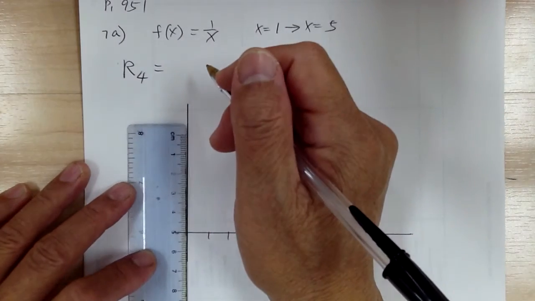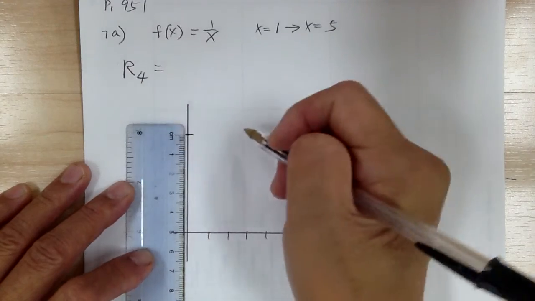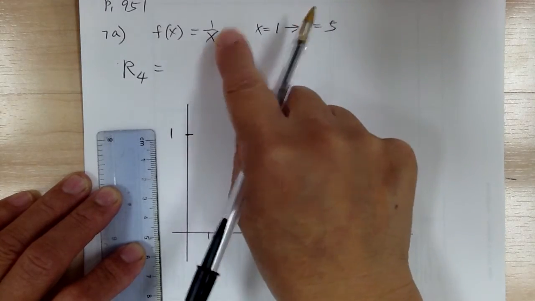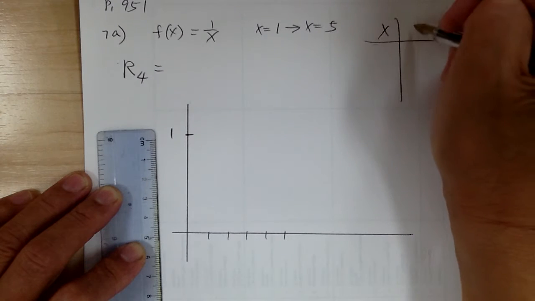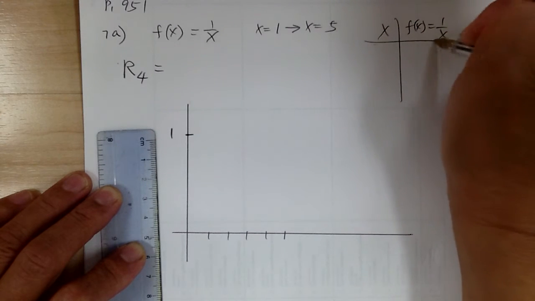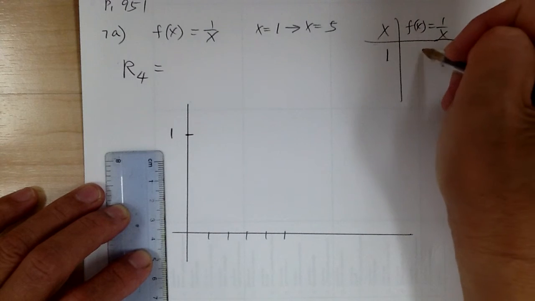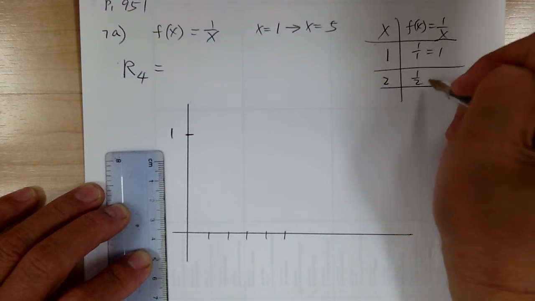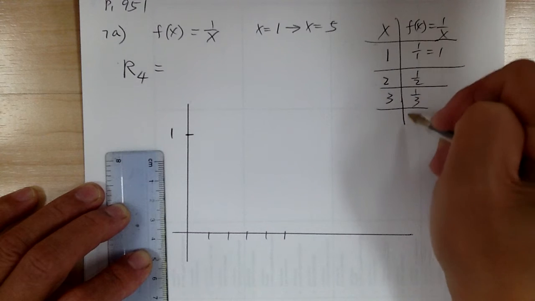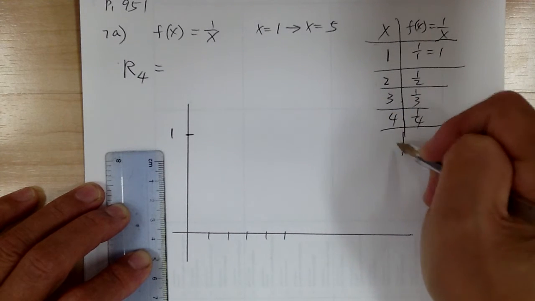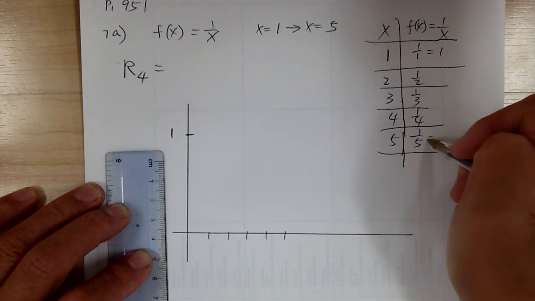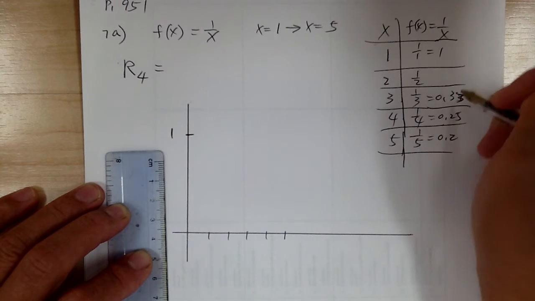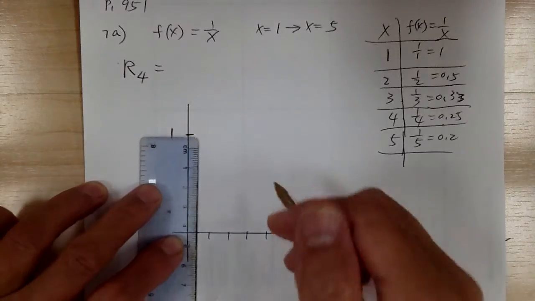And I'm going to make it really big. Okay, so this is one. So I can make the table. When x equal to 1, and you got f of x equal to 1 over x. So when x equal to 1, you get 1 over 1 equal to 1. When x equal to 2, you get 1 over 2. When x equal to 3, you get 1 over 3. When x equal to 4, you get 1 over 4. When x equal to 5, you get 1 over 5. So this is 0.2, 0.25, 0.33, and this equals 0.5.